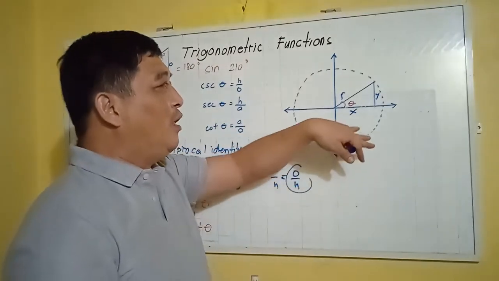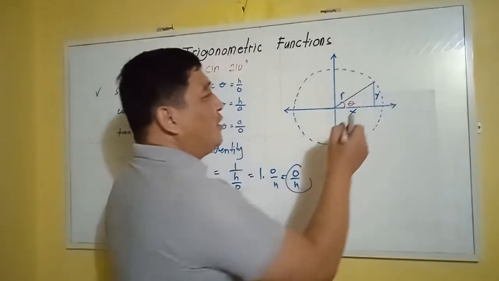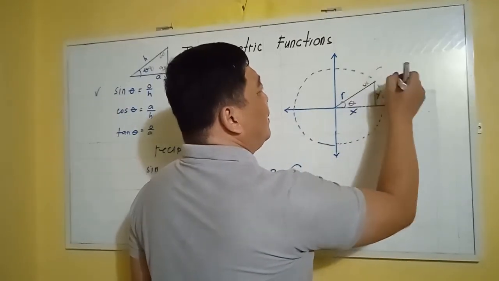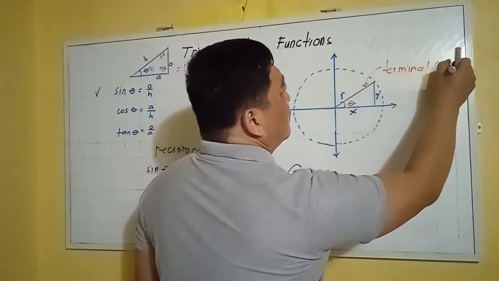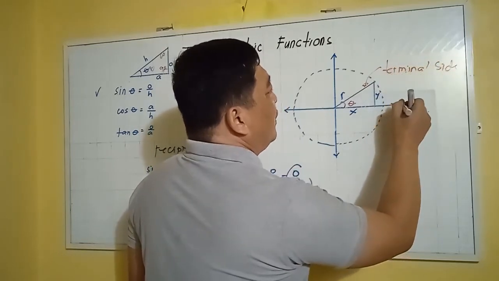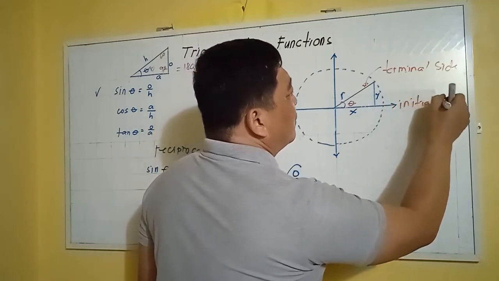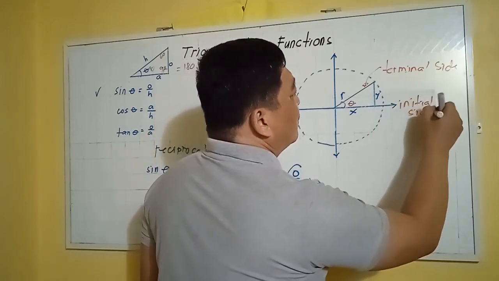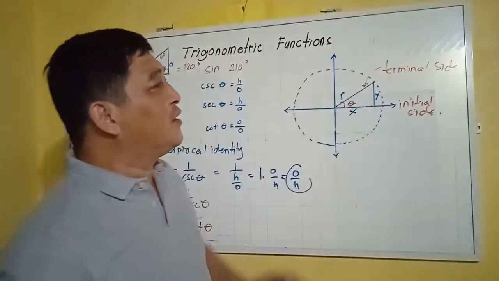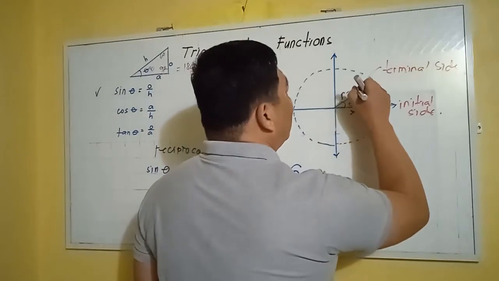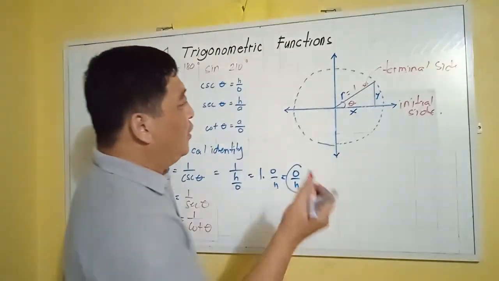Imagine if we have a unit circle and then nag-rotate itong sides natin na to. We call this side the terminal side. And this one, we call the initial side. Now, pagka nagkaroon ng movement yung terminal side, and then, let's say, r is equal to 1. So, ano yung ratio niya?